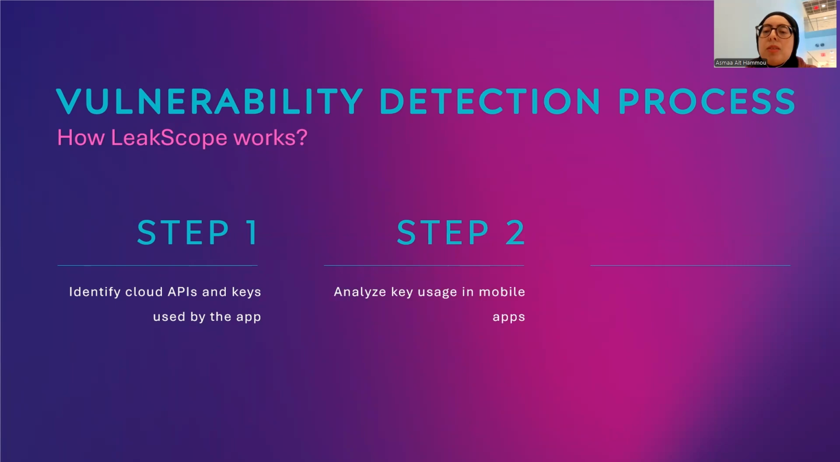In step number 2, analyze key usage in mobile apps. LeakScope then looks at how these keys are being used within the app to see if they are handled safely. In step number 3, verify application permissions without accessing private data. Finally, LeakScope checks if the app's permissions are set correctly to prevent unauthorized access, making sure private data stays protected. These steps help LeakScope detect possible security vulnerabilities without actually accessing any private information.